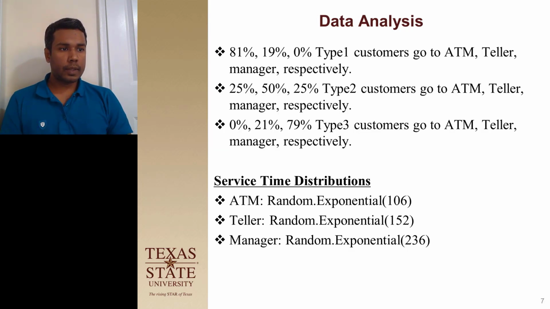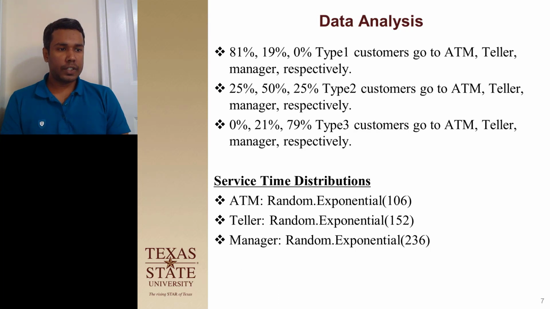We also determined the percentage of each customer type being directed to each service option. 81%, 19%, and 0% of type 1 customers are directed to ATMs, tellers, and managers respectively, and 25%, 50%, and 25% of type 2 customers are directed to ATMs, tellers, and managers respectively, and finally 0%, 21%, and 79% of type 3 customers are directed to ATMs, tellers, and managers respectively.